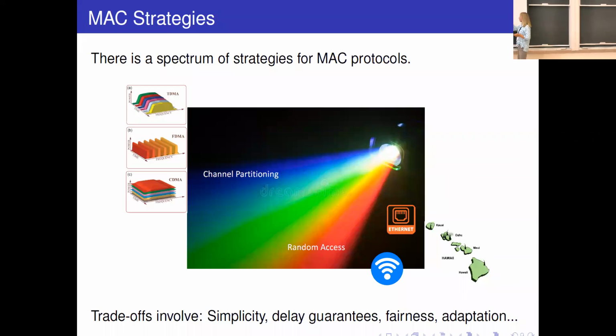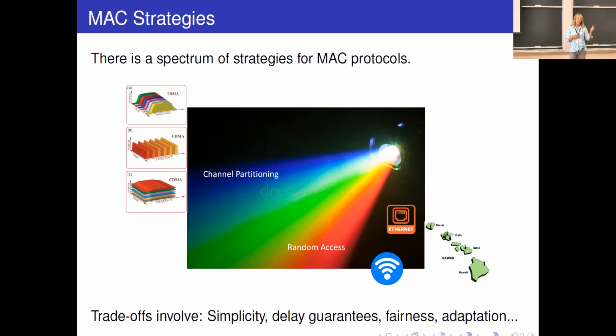But you're probably more familiar with Wi-Fi or Ethernet. Ethernet is really the cousin of Wi-Fi running across a wire, a coaxial cable of some sort. There are lots of trade-offs, because some of these schemes are more appropriate for different types of data, but generally random access schemes are considered simpler because you don't need to design anything in advance. You just compete in some way for the channel.